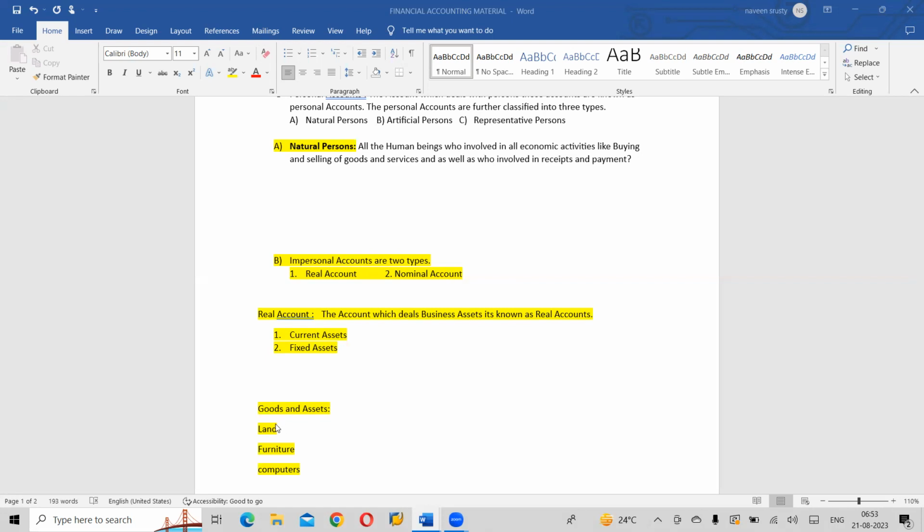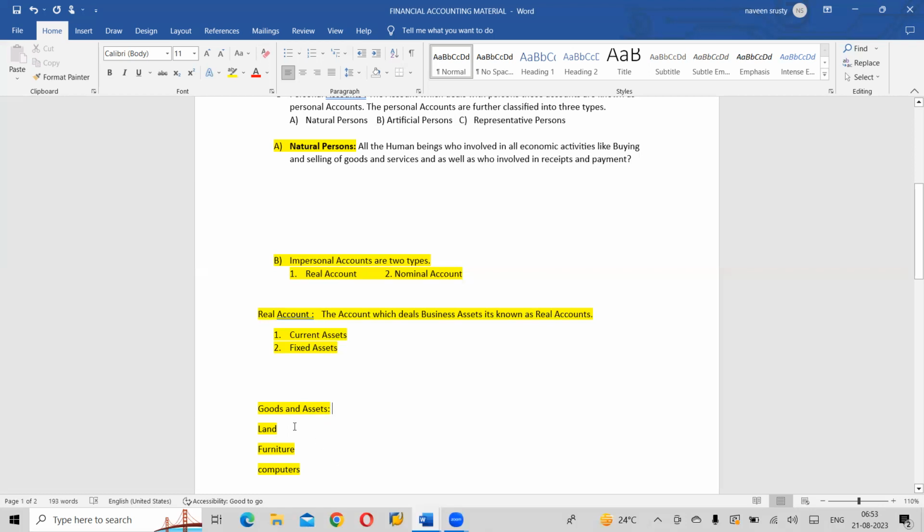See, what is goods and asset in the sense that the thing or whatever we purchase with the intention of resale, correct? Then that will become a good, right? And the things which are purchased for business use, nothing but long-term use, not with the intention of resale, then that will become an asset.